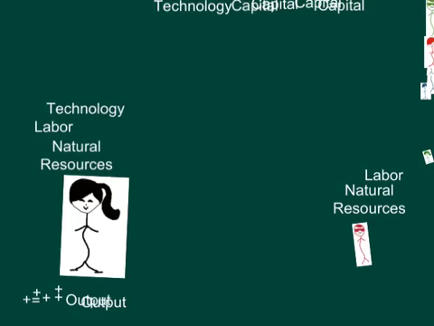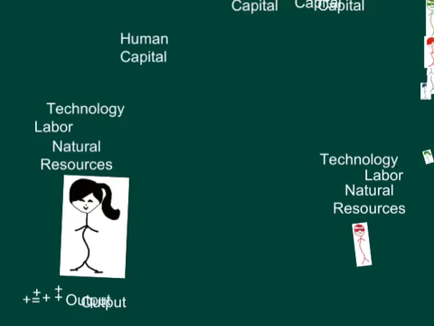Technology. Jane's got the latest technology. She's got a computer-operated lemon press that works really fast. Joe, on the other hand, maybe he's juicing his lemons by hand.